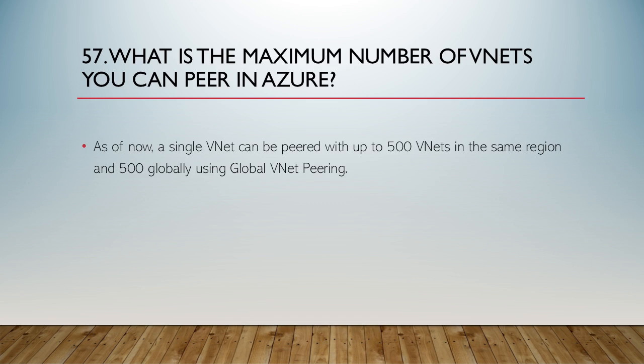57. What is the maximum number of VNets you can peer in Azure? As of now, a single VNet can be peered with up to 500 VNets in the same region and 500 globally using global VNet peering.